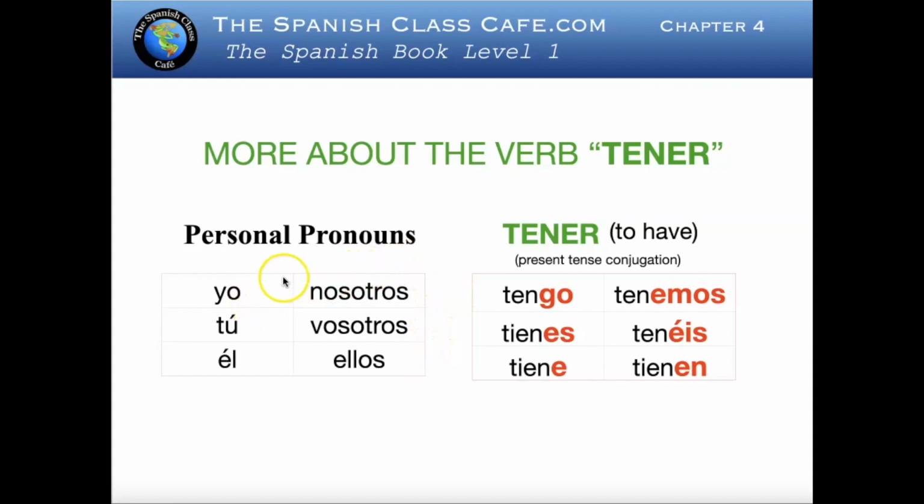The yo is yo tengo, tú tienes, él tiene, ella tiene, usted tiene, nosotros tenemos, vosotros tenéis, ellos tienen, ellas tienen, ustedes tienen. And this is the present tense of the verb tener. We're going to learn more today about the verb tener.